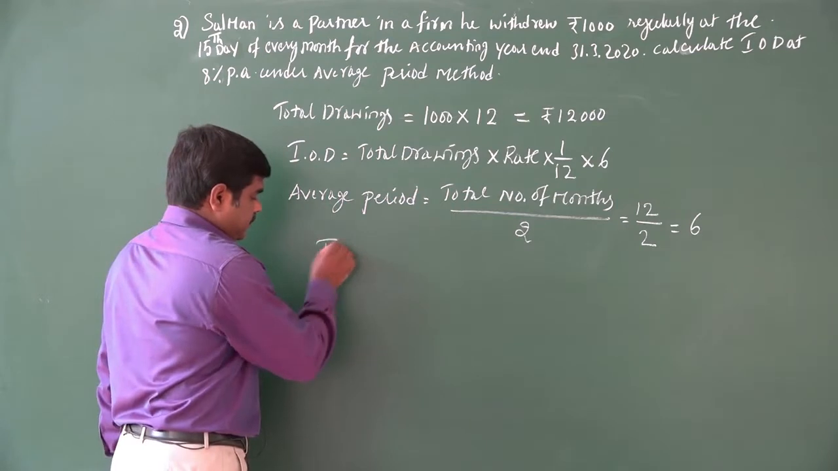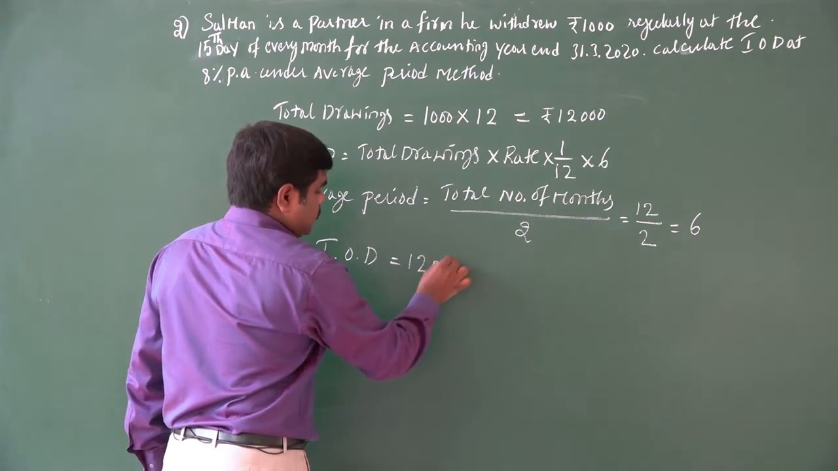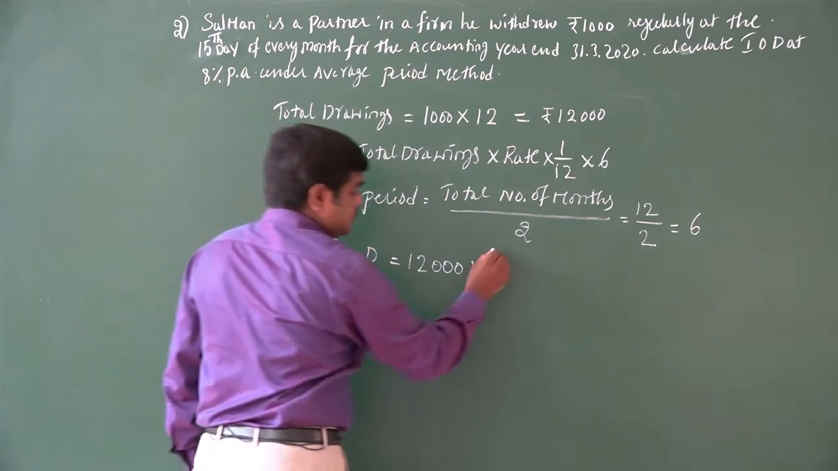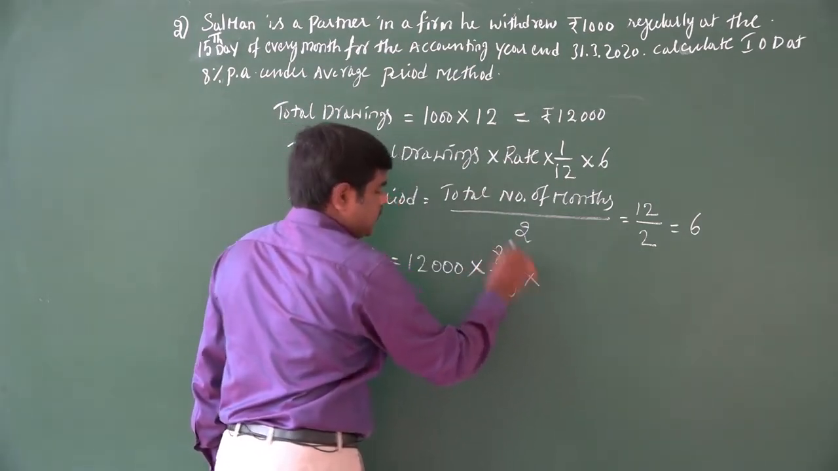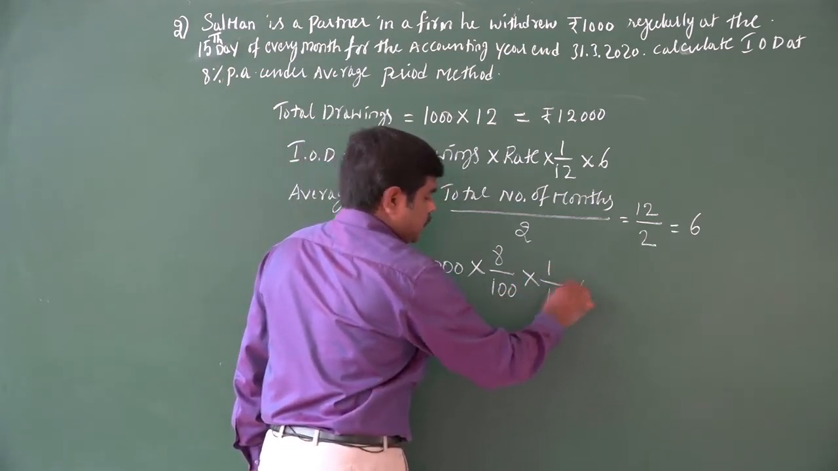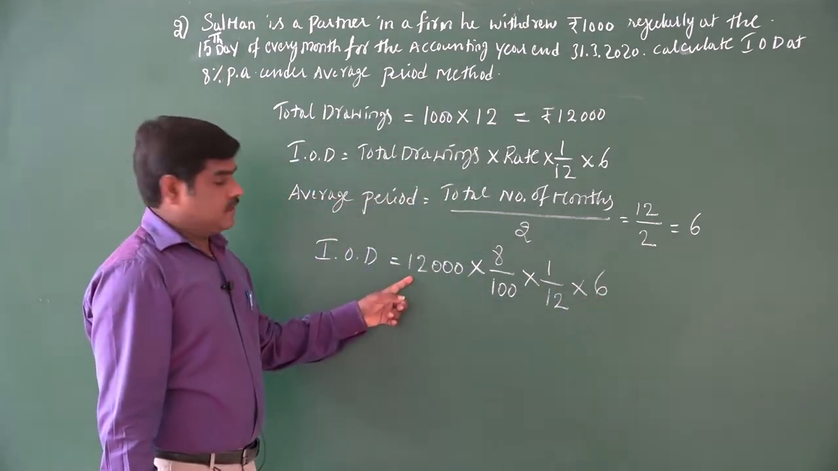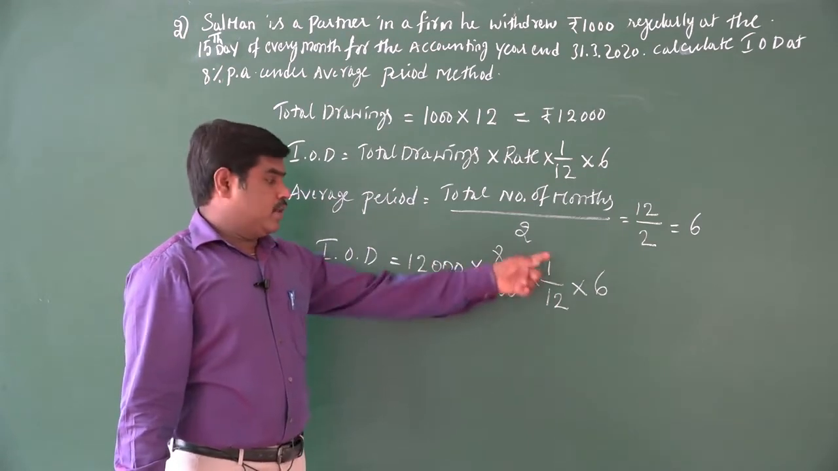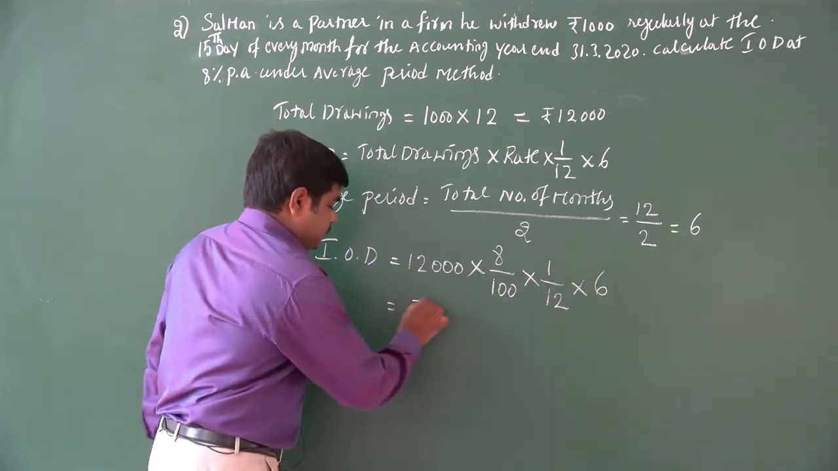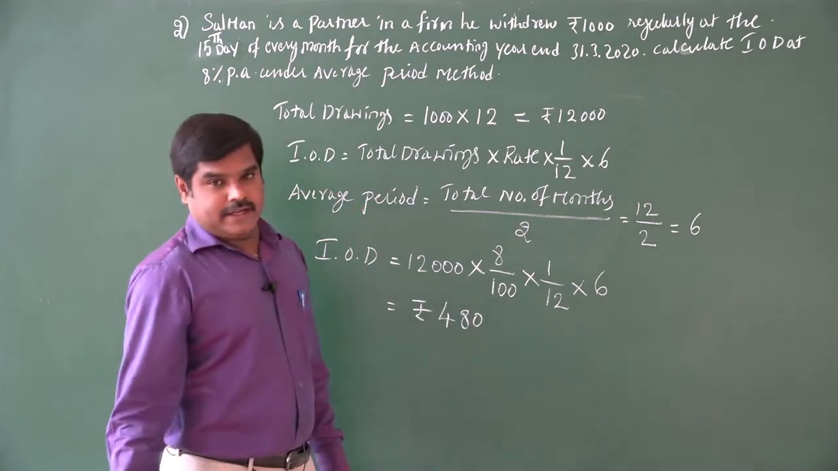So apply the formula. Interest on drawings is equal to total drawings 12,000, into rate 8%, into 1/12, into average period 6. So the answer is 480.